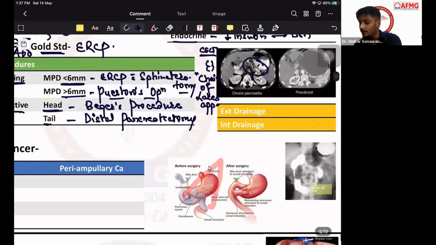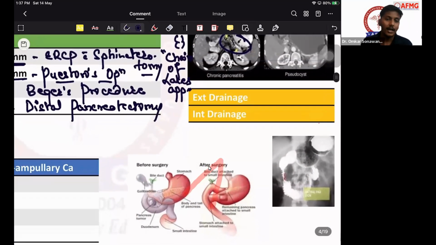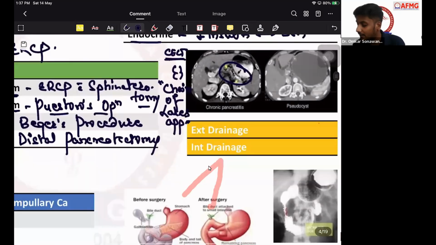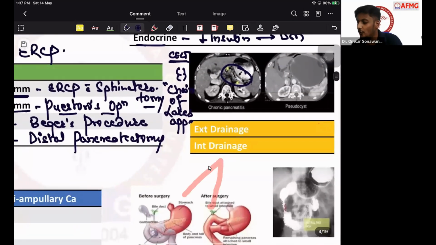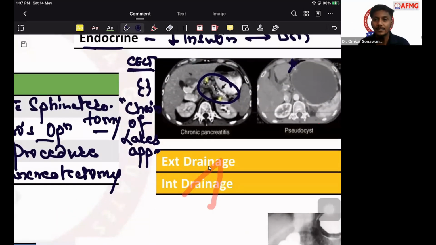Then if I talk about a complication of chronic pancreatitis, a very important complication is accumulation of fluid surrounding the pancreas in a sac-like fashion, and this is what is called a pseudocyst.